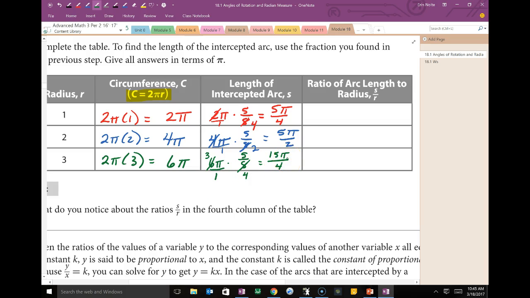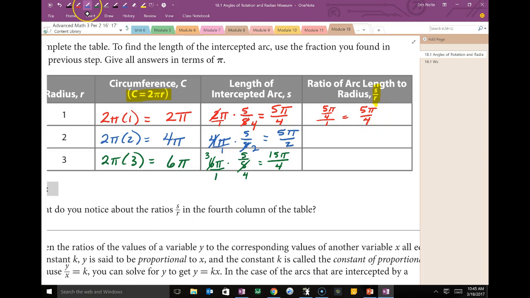Okay, so now the last thing they do is they're going to take the ratio of the arc length to the radius. So the S over the R right here. Let me put that in a highlighted form. So this is what becomes kind of interesting. Okay, so if I take my s of my red one, my first one, and divide by the radius, which was 1, we're going to have 5 pi over 4 divided by 1, and that just becomes 5 pi over 4.